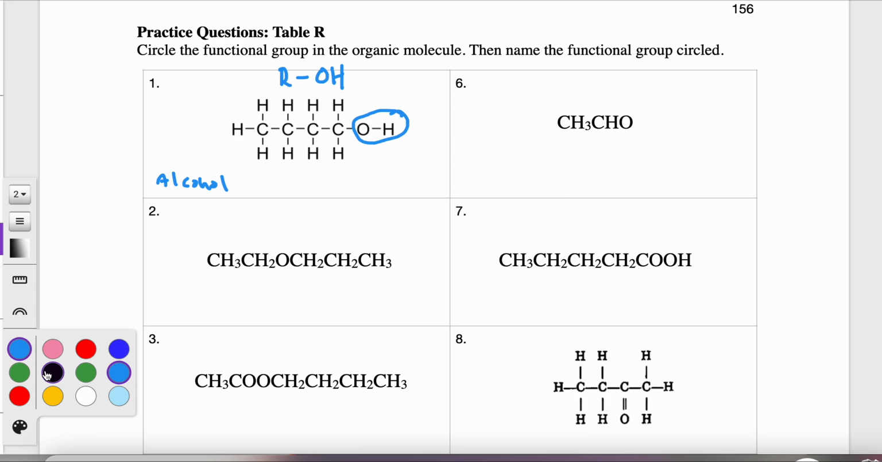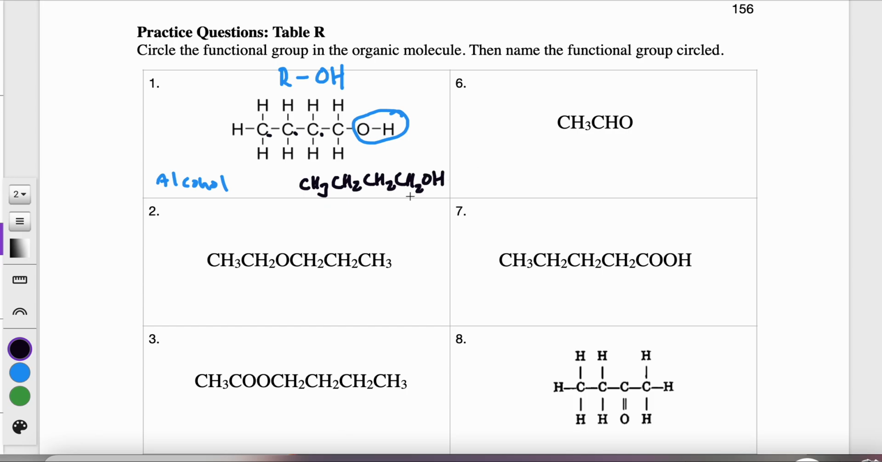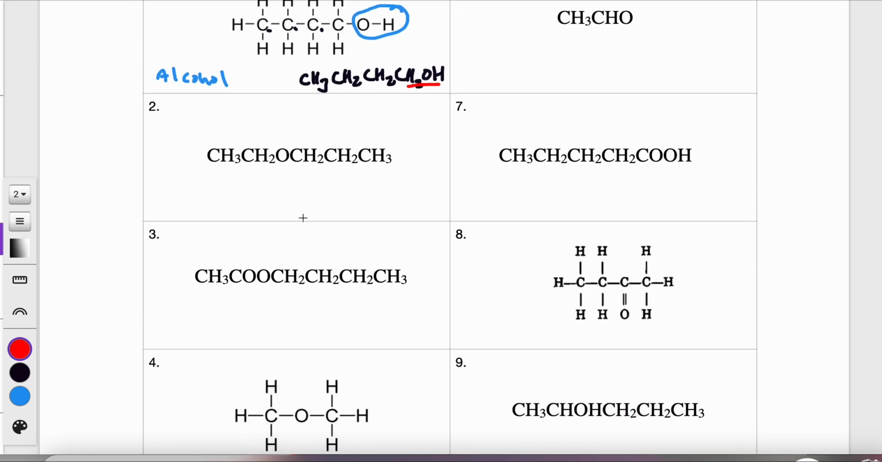Also, if I did the condensed version of this, I have CH3, CH2, CH2, CH2, OH. And what I notice here is I see water, HOH. Some people drink alcohol like water. Okay, going down to number 2.